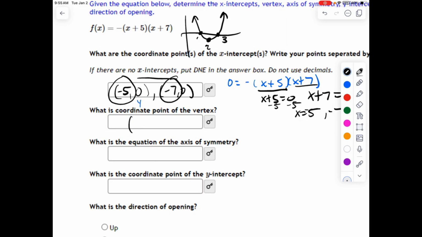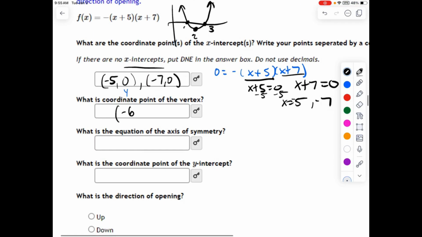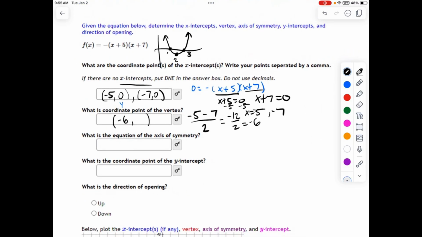2. That means whatever the middle of those two values is going to be the x value of your vertex. What's the middle of 5 and 7? 6. So the middle of negative 5 and negative 7 is negative 6. Arithmetically, how you find that is you take your two x values, combine them, and halve it. So we end up at negative 12 divided by 2, which is negative 6. There you go. But that's only the x-coordinate of the vertex.